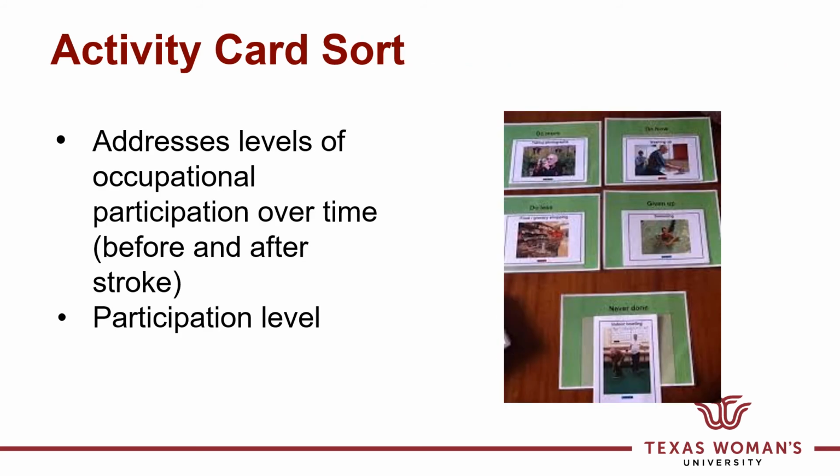The activity card sort addresses levels of occupational participation over time. In Frank's case, this is before and after his stroke. Again, this evaluates the client at participation level. This will help to describe Frank's occupational history and how often he participates or participated in them. This will help identify activities that were potentially lost due to his stroke, and provide a client-centered approach to intervention. Because he is in inpatient rehab, Frank will use the institutional version of this assessment.